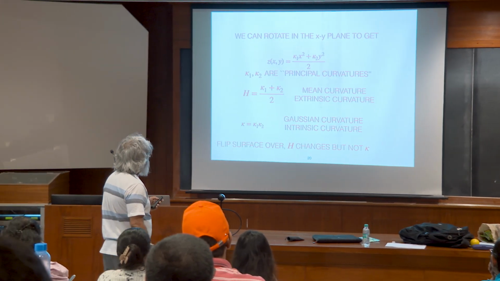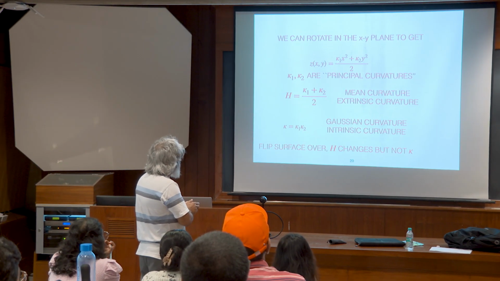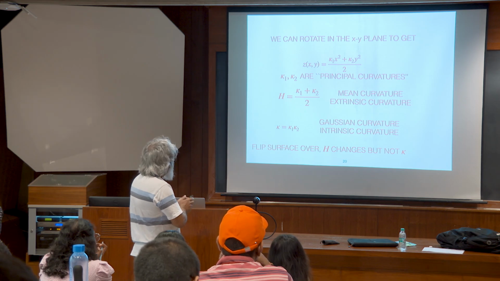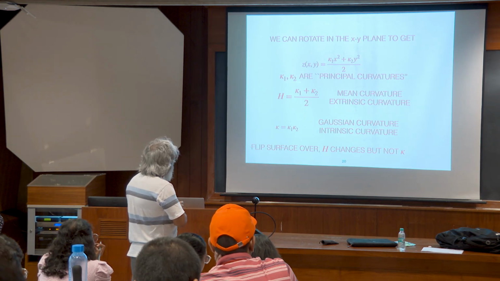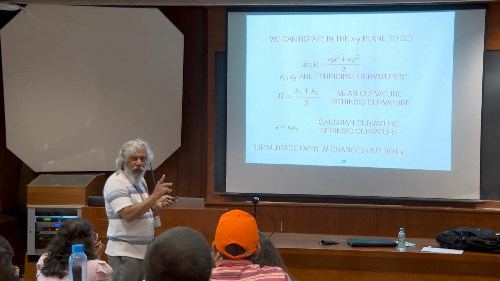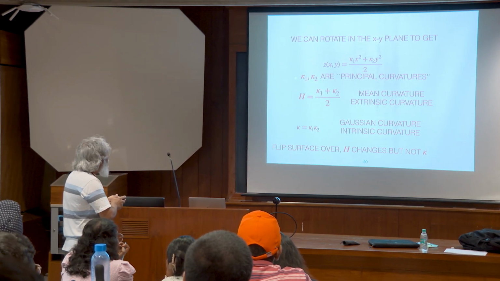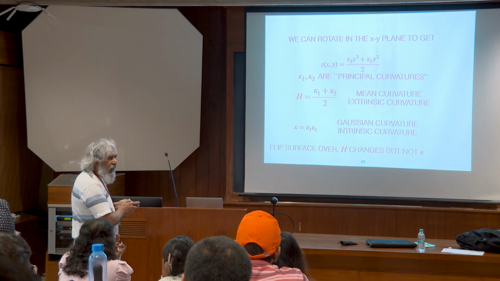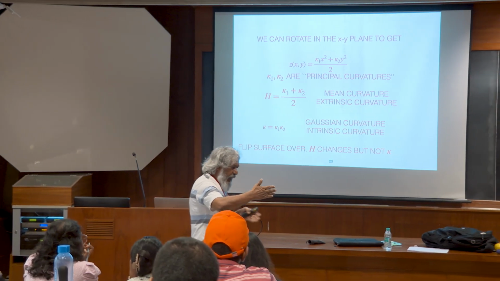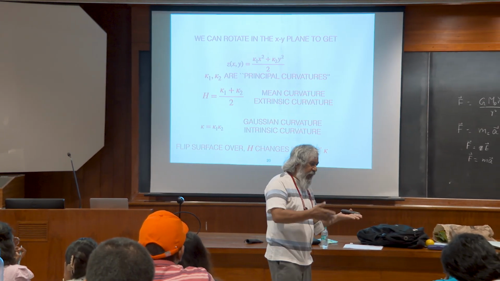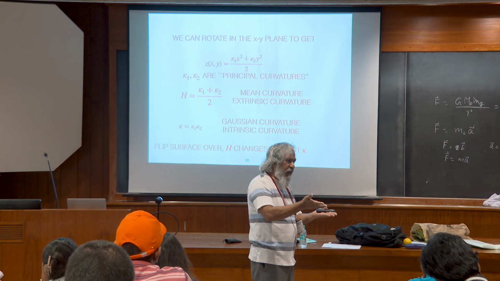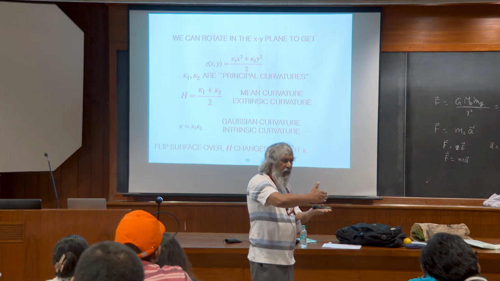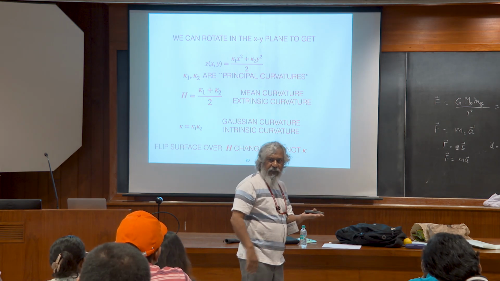So you can reduce the surface to this form, kappa 1 x squared plus kappa 2 y squared. These, according to Gauss, are the principal curvatures. Actually, this was known to Euler also, before Gauss. Kappa 1 and kappa 2 are called the principal curvatures. In other words, I can take the surface and keep it flat like that and keep taking cross sections, and I'll get curves there with different curvatures. The maximum and the minimum curvature are the two principal curvatures.